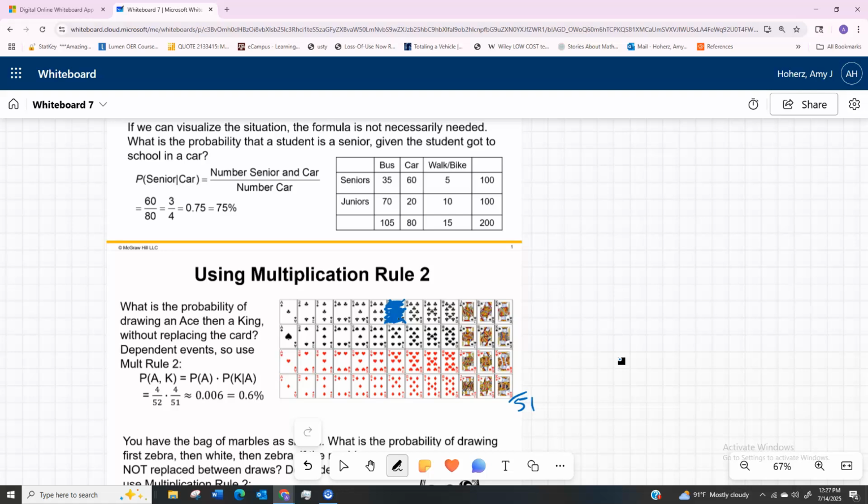Not only that, we don't have 13 clubs anymore. We only have 12 clubs now. So after we take that one club out, we only have 12 clubs out of 51 total cards. So the probability that we draw a club on the second draw, given that we've already drawn a club on the first draw, is 12 out of 51. And that's what we have to do with conditional probability when we're given something has already occurred with dependent events.